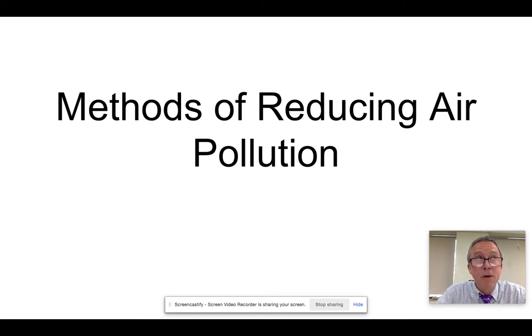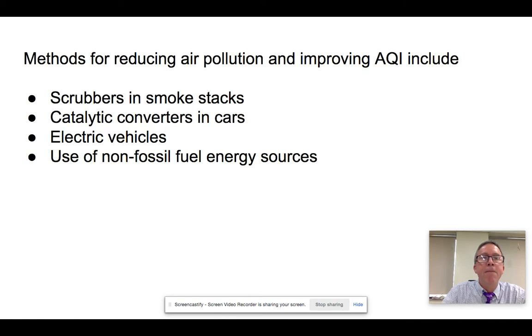There's ways of reducing them from a consumer choice, carbon footprint perspective, and we'll talk about that later in the year. But for today, I just want to talk about technologies that exist for how to reduce air pollution. So basically, these are the main ways we have the tools in our arsenal to reduce air pollution.